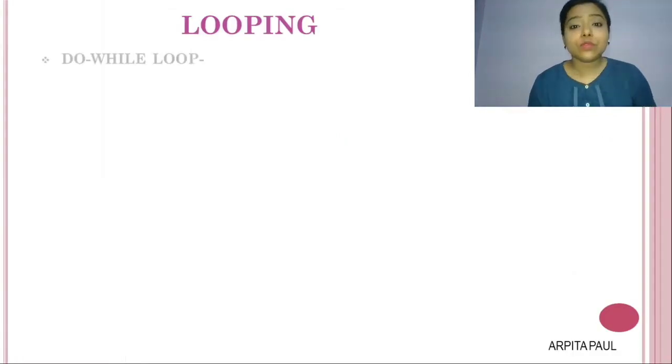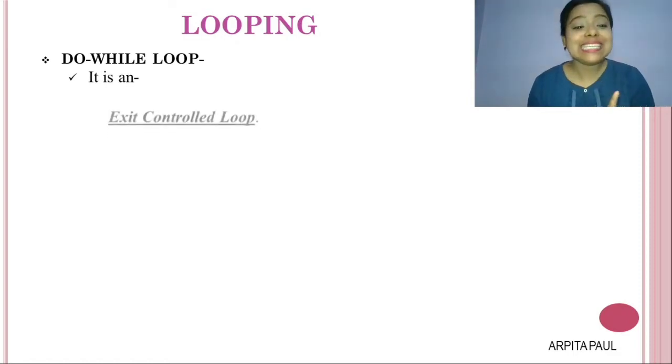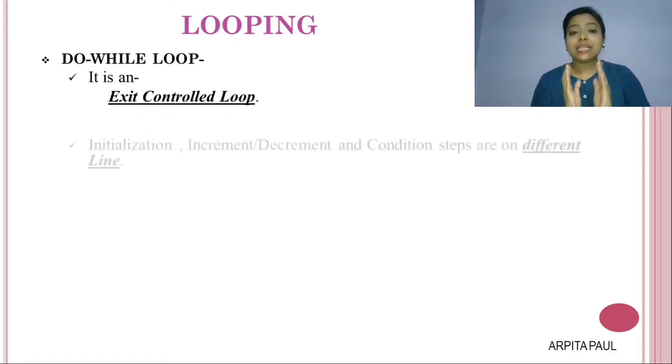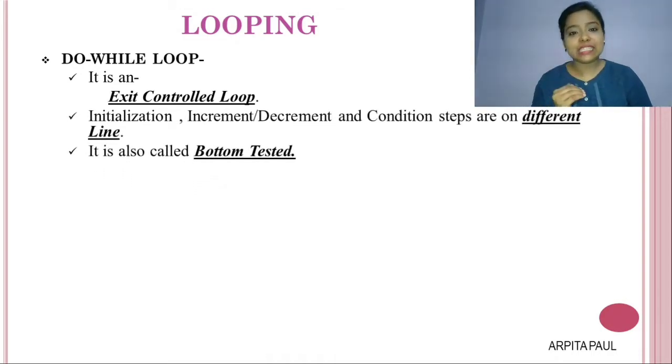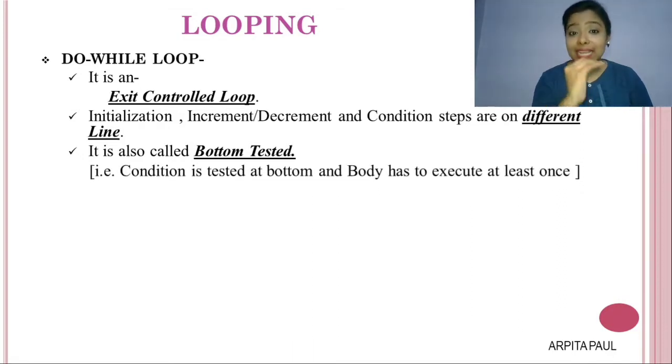So first thing, you need to know what is do while loop. It is an exit controlled loop. Basically, whatever checking is done in do while loop, it is done in the exit point only. That is why it is called exit control loop. You can see initialization, increment, decrement and the condition steps are on different lines. So the similarity between the while loop and do while loop is that the condition, initialization and increment decrement parts are written in different lines in both cases.